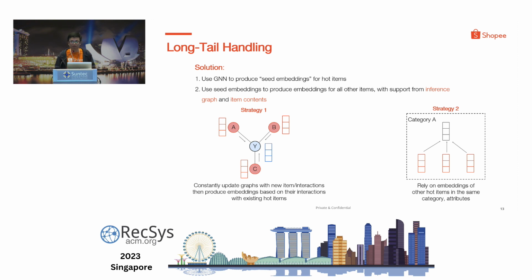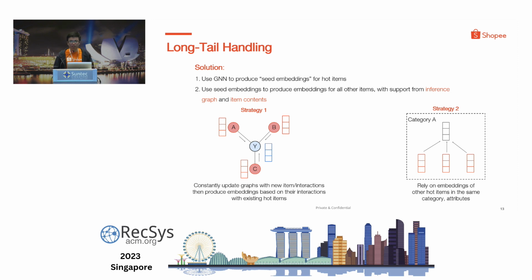The first strategy is for items that are new. It doesn't have clicks now, but it may have clicks tomorrow or next week. So the moment it has clicks, we can link it with existing hot items. Then for a cold item that has hot neighbors, we can average the embedding of the hot neighbors to form the embedding of the cold item. That is the first strategy.